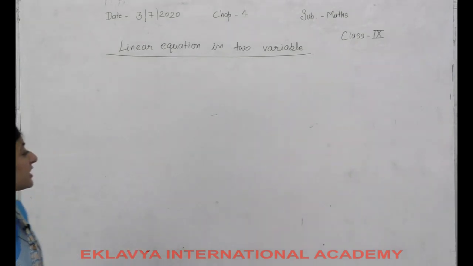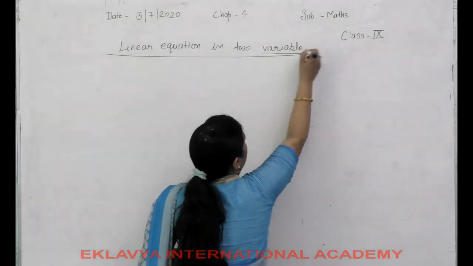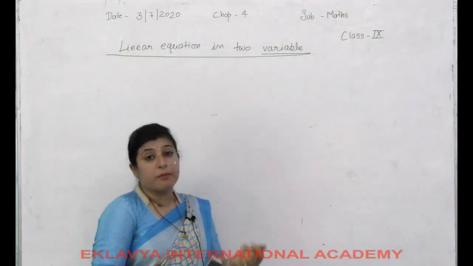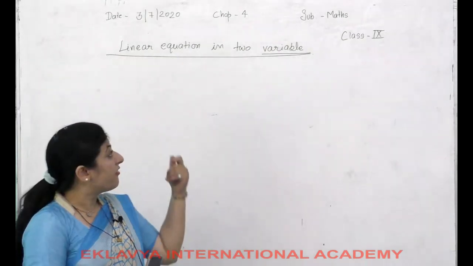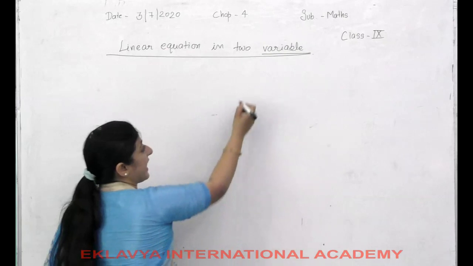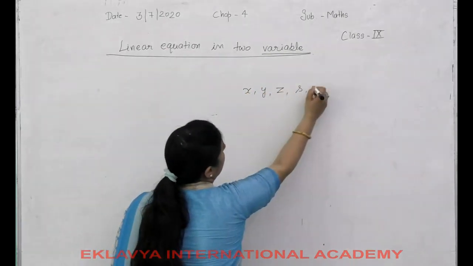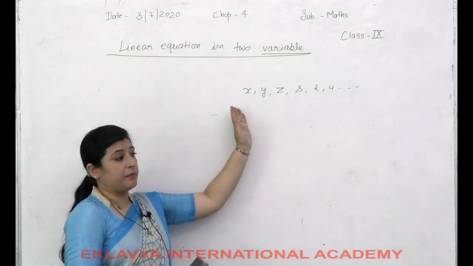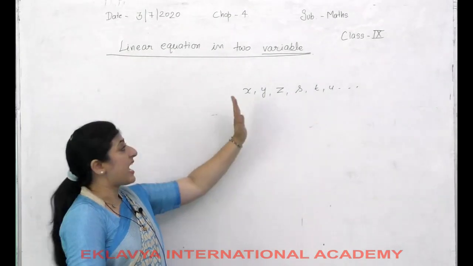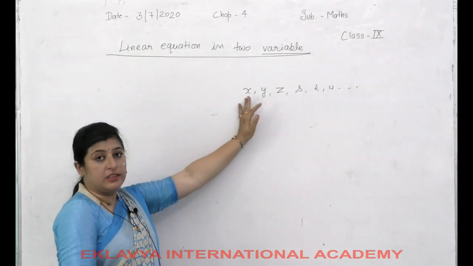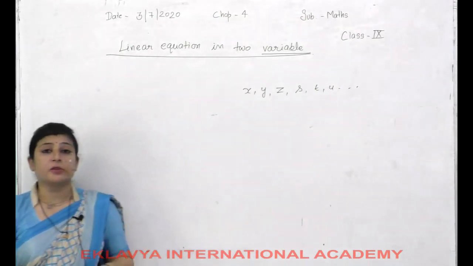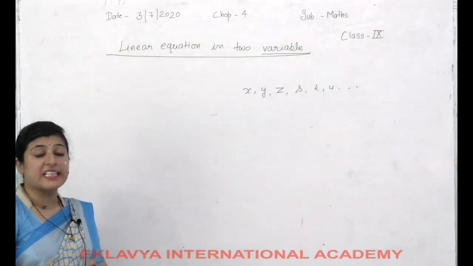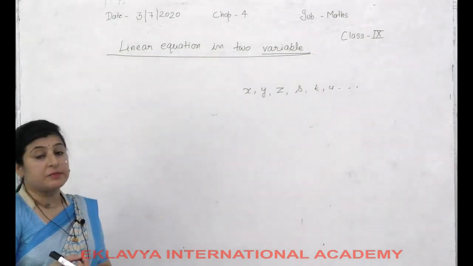Now see, firstly we will see the meaning of variable. What is the meaning of variable? Variable means we take any alphabet to represent it, like x, y, z, s, t, u, etc. The value changes with time, or we can say with the situation. x doesn't have a fixed value. We can change the value of x according to the situation, according to time. This is called a variable. In Hindi we can say जिसकी value change होती रहती है.